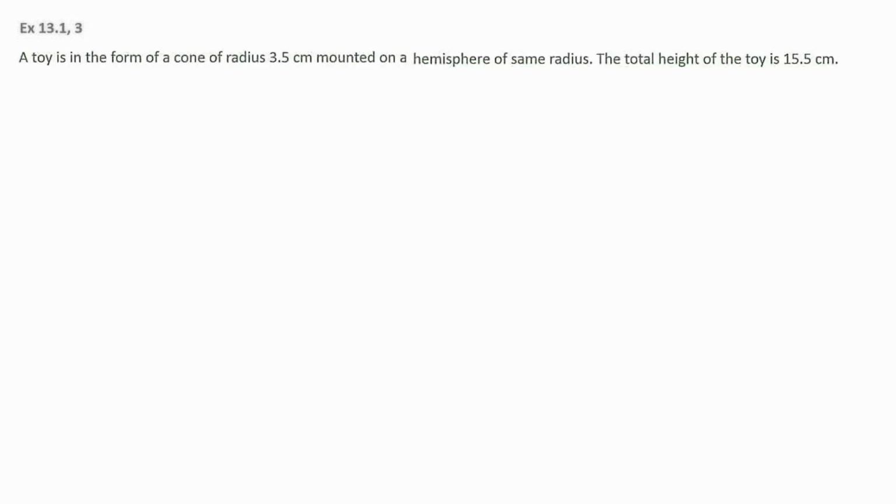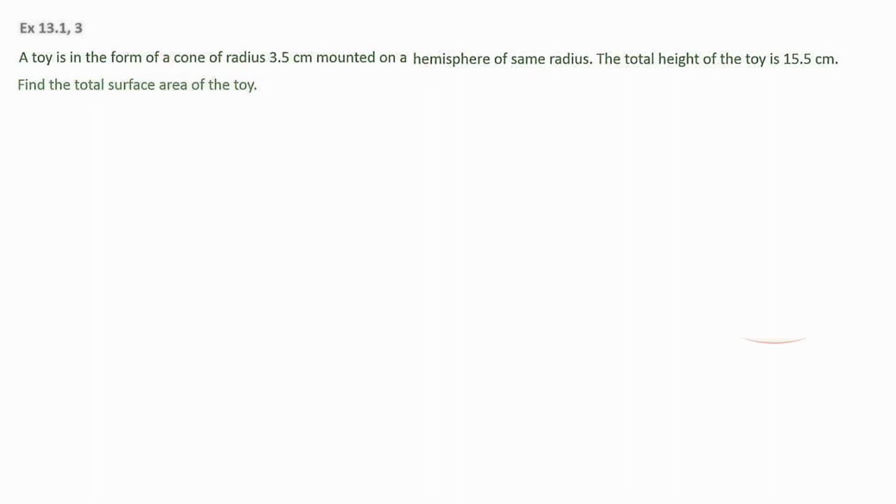Next we shall discuss question number 3. The question is, a toy is in the form of a cone of radius 3.5 centimeter mounted on a hemisphere of the same radius. The total height of the toy is 15.5 centimeter. Find the total surface area of the toy. Here also a combination of shapes is given. A toy is in the form of a cone, radius 3.5 centimeter, mounted on a hemisphere of same radius. Means here the shapes are cone and hemisphere.